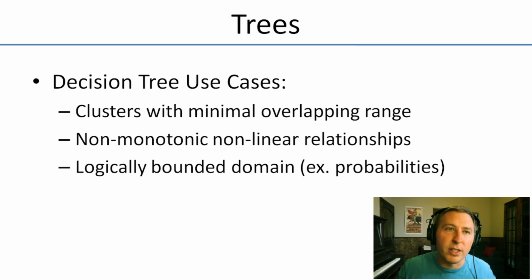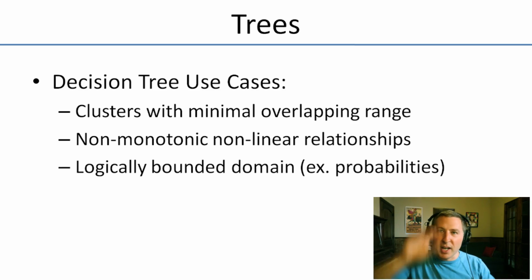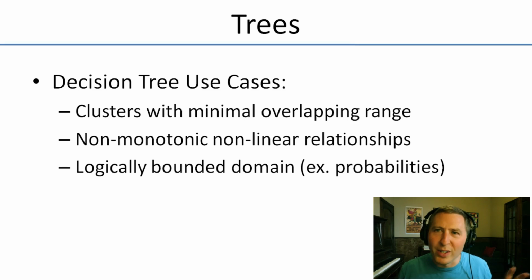Now, decision trees here, the great use cases for these are going to be clusters with minimal overlapping ranges, as we talked about. So if you have clusters and pockets and they're all in different weird areas on this relationship here, you'll want to use a decision tree because it's going to do absolutely amazing at this. And this is where they really shine.